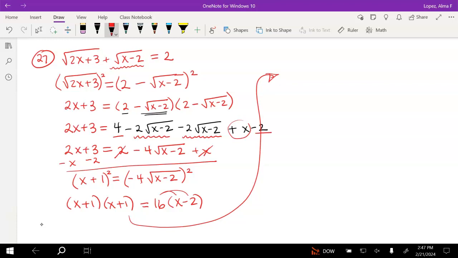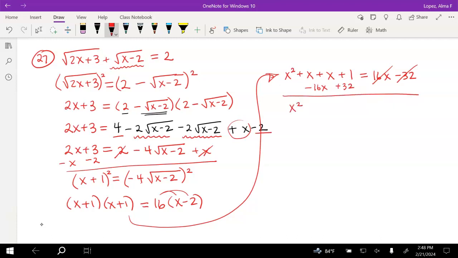We're going to end up with x squared plus x plus 1. I'll let you do the FOIL process on your own. Excuse me. And now we're going to distribute the 16. We get 16 times x is 16x, and 16 times negative 2 is minus 32. This is a quadratic right on the verge, so we'll start by moving the 16x back over to the left. The negative 32 back over to the left becomes a positive 32.